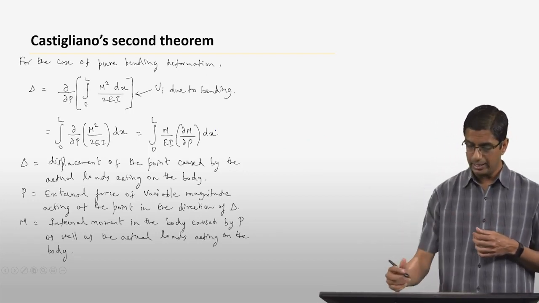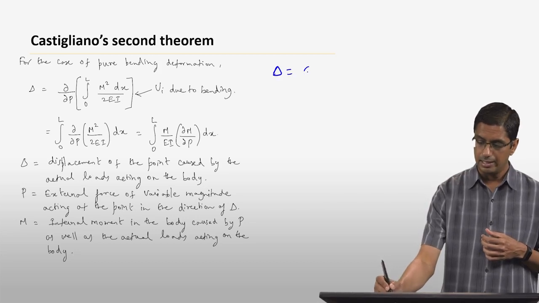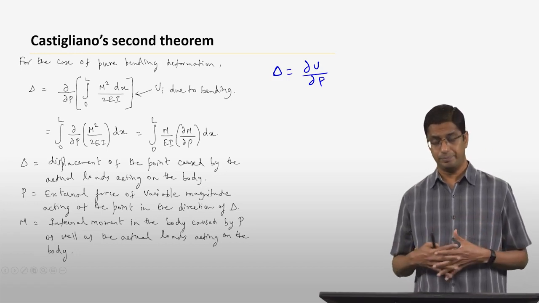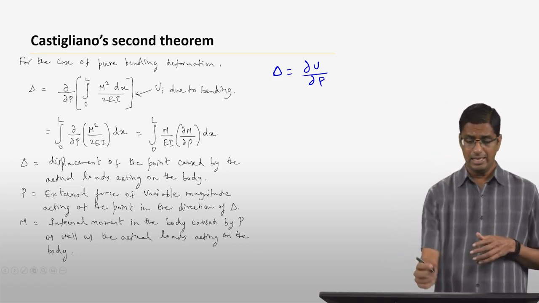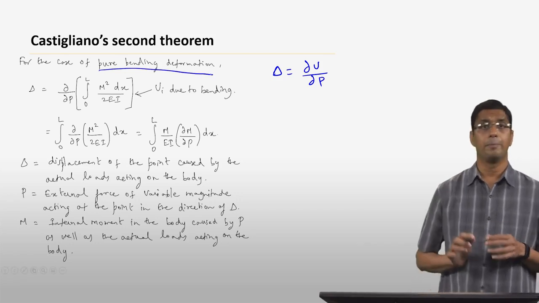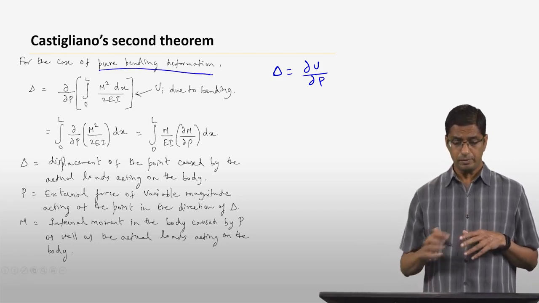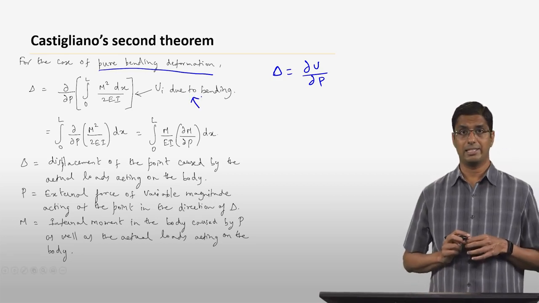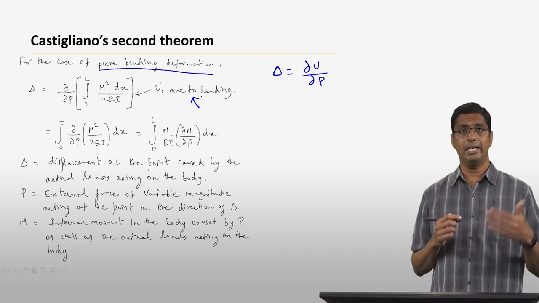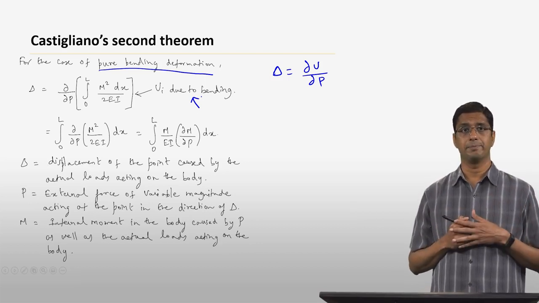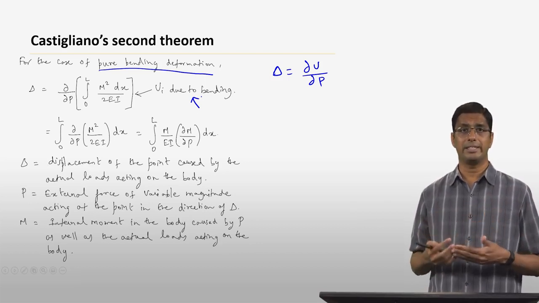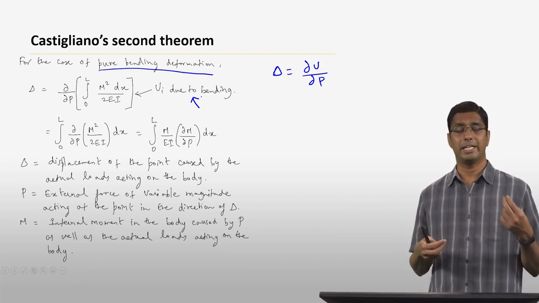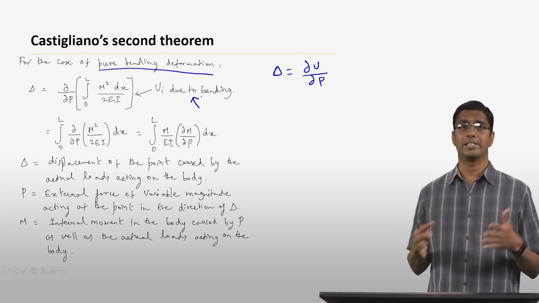I told you that delta is del U over del P. So what does that actually mean for specific cases? Let's say that you have only a pure bending deformation on the beam. We know that the bending energy is given by the integral from 0 to L of M squared dx by 2EI. So essentially you have to take the partial derivative of this integral with respect to P.